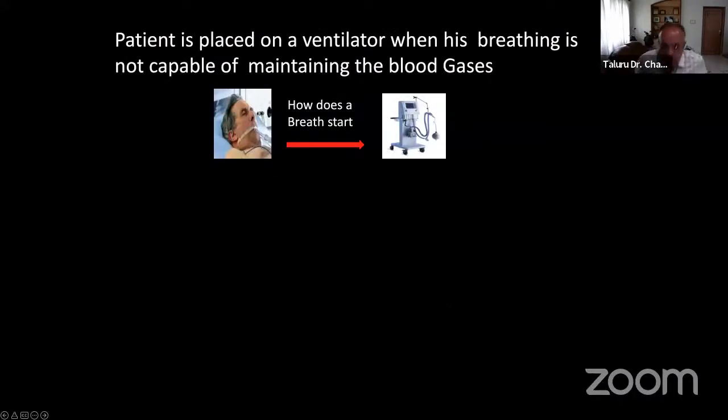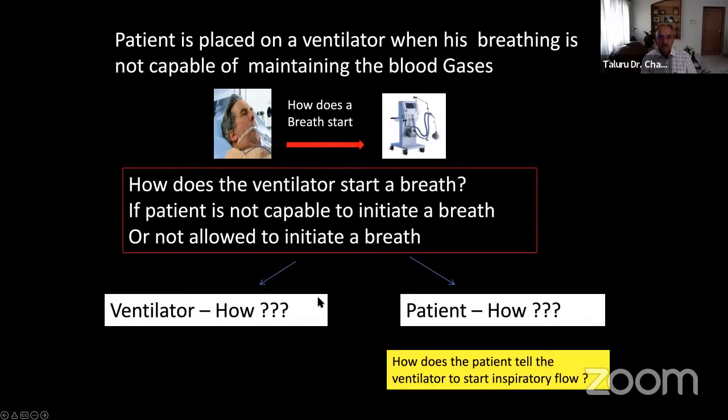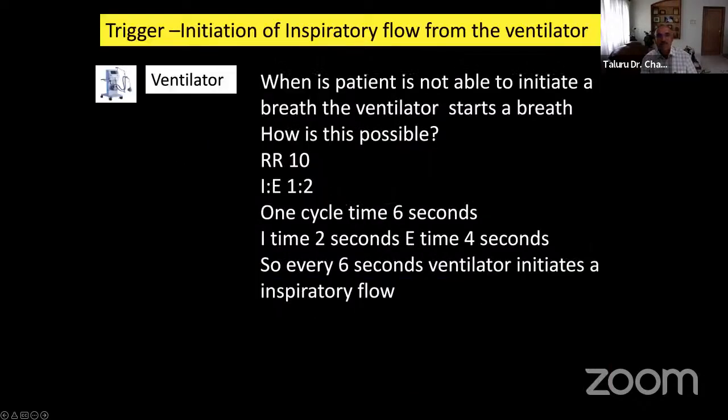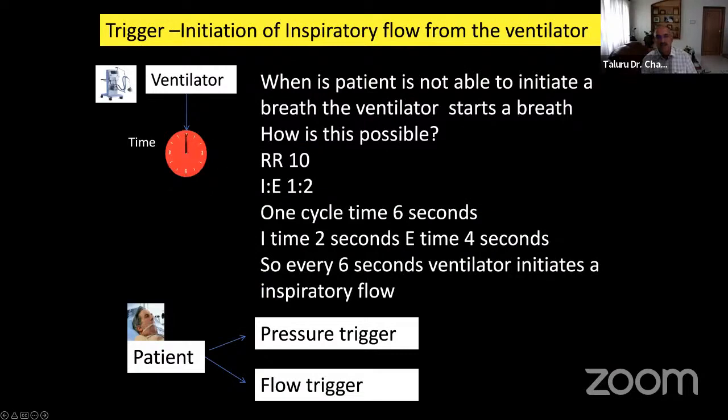Now, we have understood that the ventilator will start a breath only by elapse of time. So how does the patient tell the ventilator that I want a breath? How does it trigger? That is the next question. If it is the ventilator, it's always time based. But if it is a patient, there are two types of triggers: pressure trigger and flow trigger.